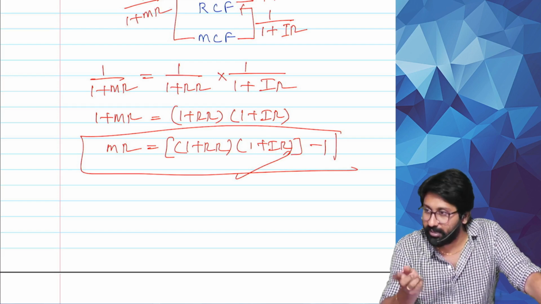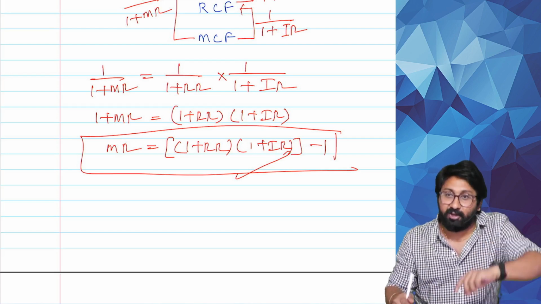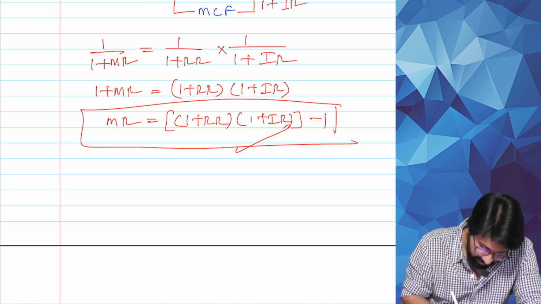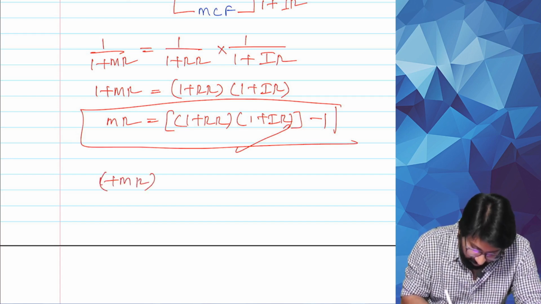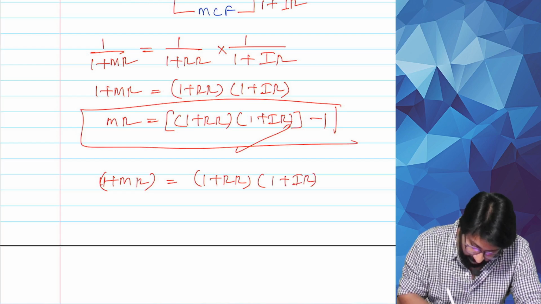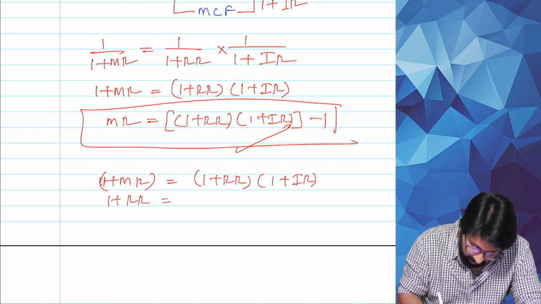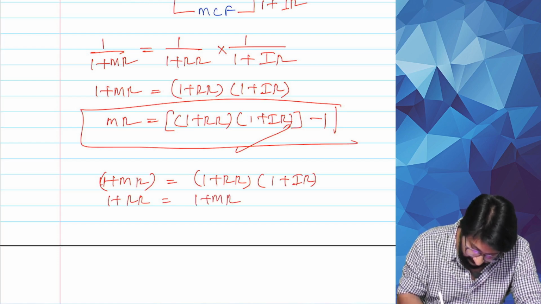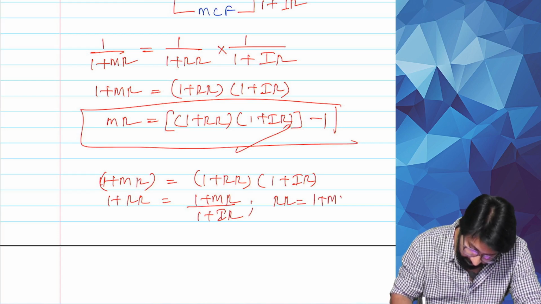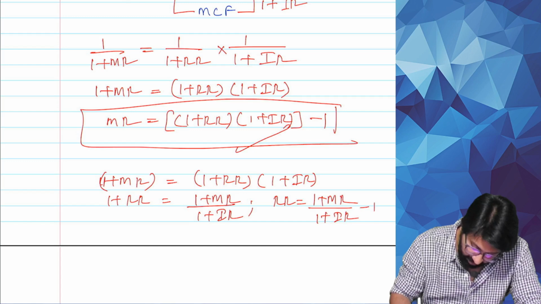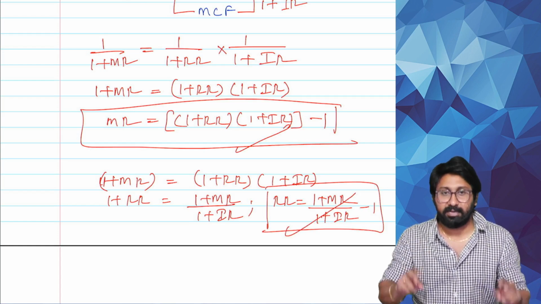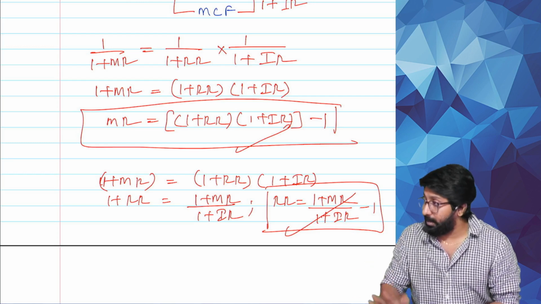Are you understanding the concept clearly now? This formula you will find. I will tell you another formula also that you will find. Not yet completed, another 2% still there. Tell me, 1 plus MR equal to 1 plus RR into 1 plus IR. So 1 plus RR equals 1 plus MR divided by 1 plus IR. Correct? RR equals 1 plus MR by 1 plus IR minus 1. This is the second formula they write in the study material. These are the two formulas you will find.